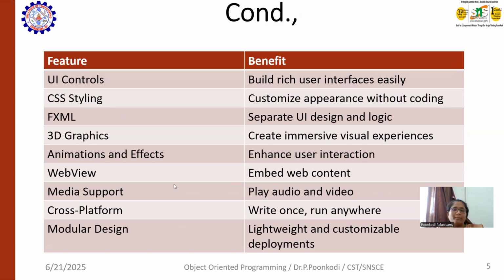If you want, we can directly drag and drop this. Then 3D graphics, which will be used to create visual effects. Then animation and effects, web view, media support. If I want to adjust the volume of audio or video, then for that we need these media support features, and cross-platform. If I have written once, then I can run anywhere. This is the main feature of Java, right? Then also it has a modular design, and it is lightweight with customizable deployment.